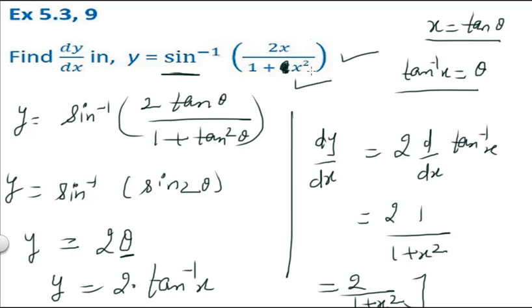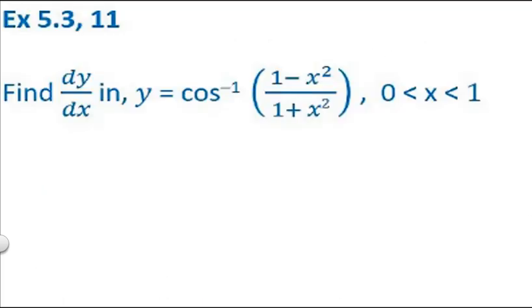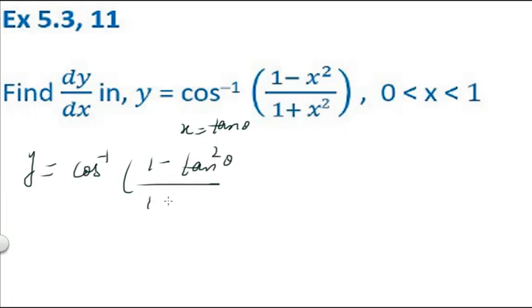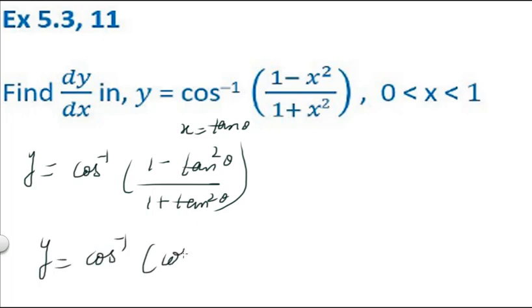I hope you are a bit clear about it. So let us do one more question of the same kind. Let us do this one. In this question, we have been given cos inverse of 1 minus x square upon 1 plus x square. Here what will help is that instead of x, we will put tan theta again. So instead of x, if I put tan theta, we get 1 minus tan square theta upon 1 plus tan square theta. You know this is the formula for cos 2 theta. So the answer that you get is 2 theta itself.